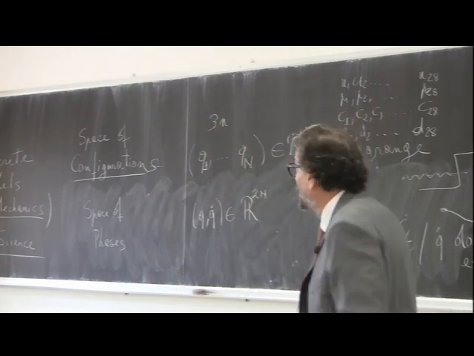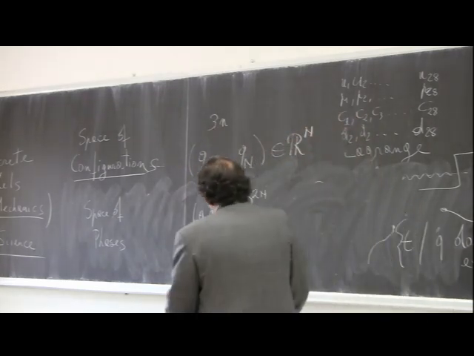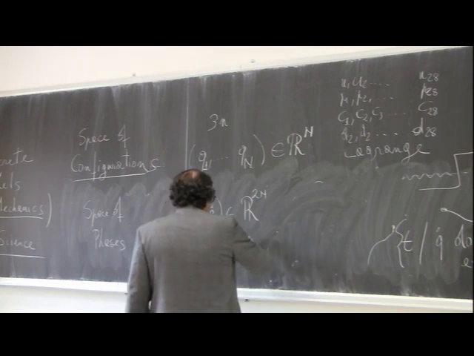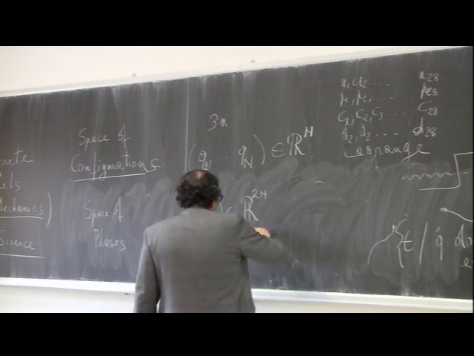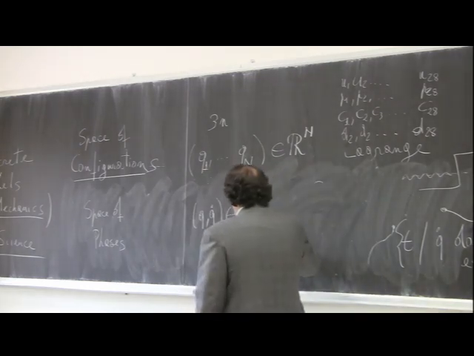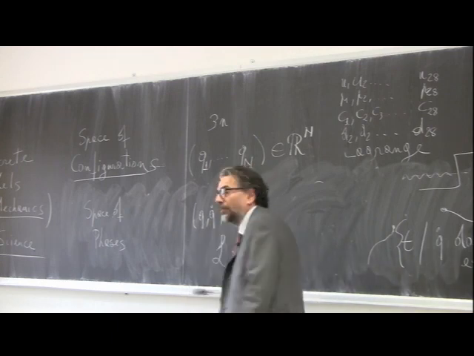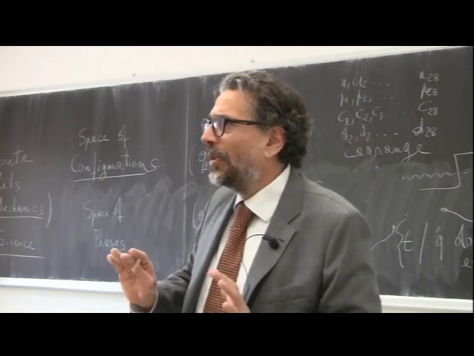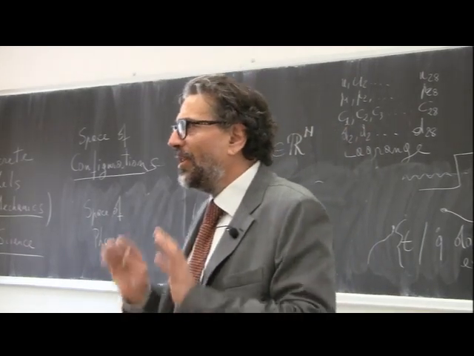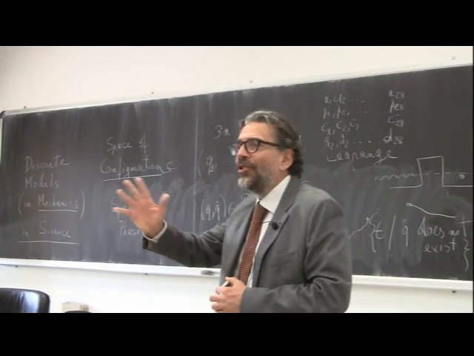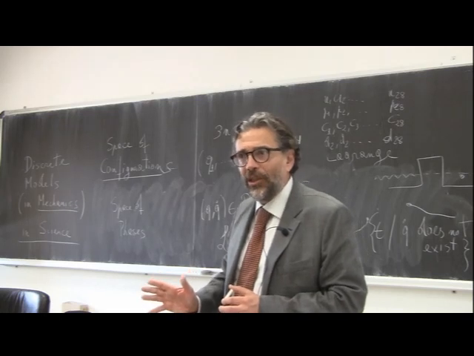Why do I need this? Because we call Lagrangian a function which is defined in R^2n, in the space of phases, having values in R. So this is a standard function. This is not a functional. It is a standard function, which is called the Lagrangian function.